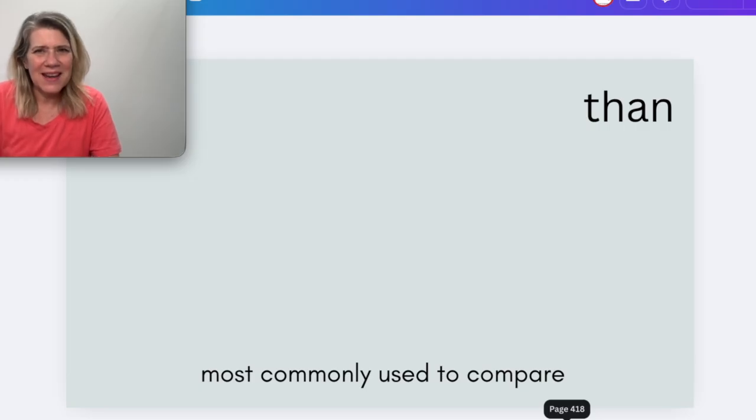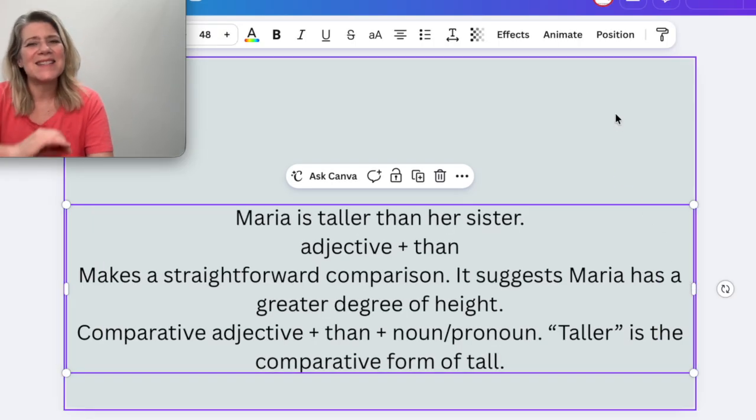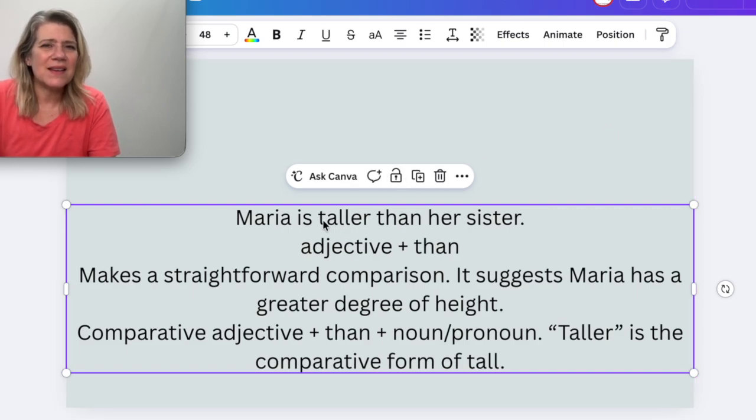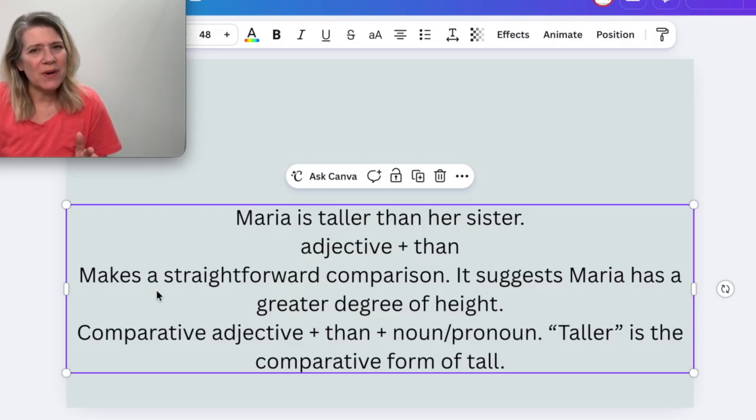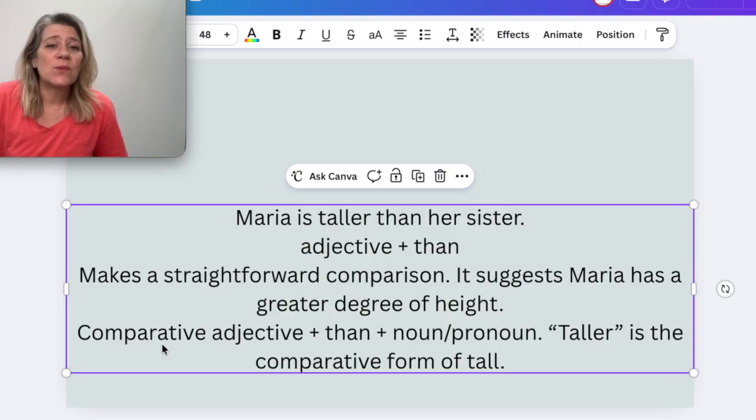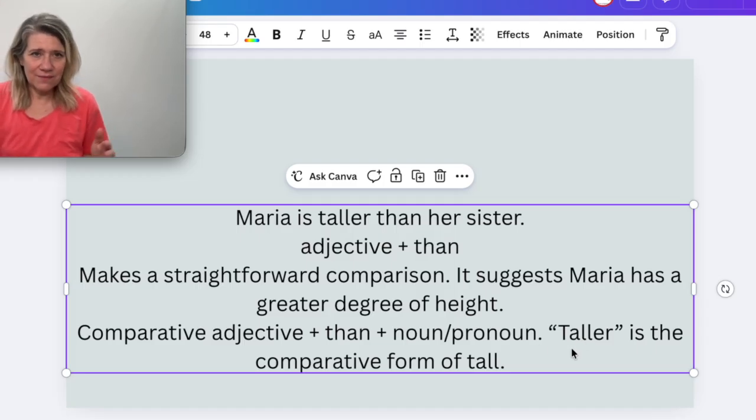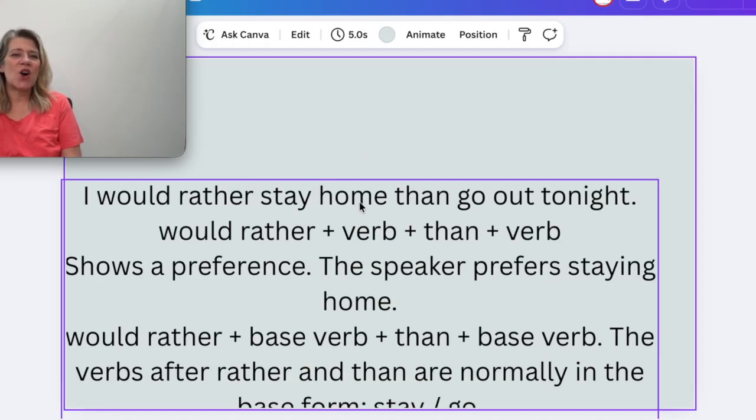Let's look at some examples. Maria is taller than her sister. We use this form, the comparative adjective with the ER and then a than, and then we have a noun. It makes a straightforward comparison. It suggests Maria has a greater degree of height. We use the comparative adjective plus a noun plus the than, then a noun or a pronoun. Taller than her.